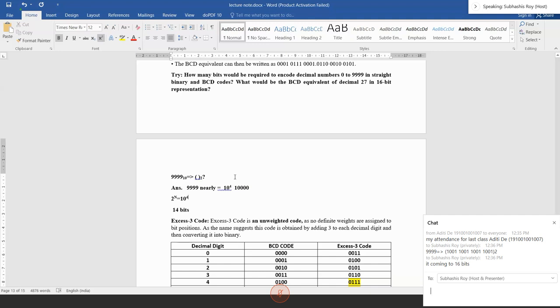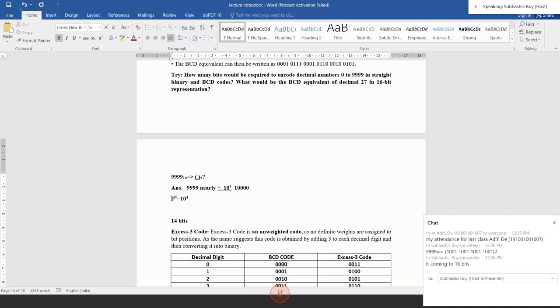Similarly, suppose there is a binary number, and that binary number has n bits. So I am representing that n-bit number as 2 to the power n. Okay, now from this part you can calculate the value of n.